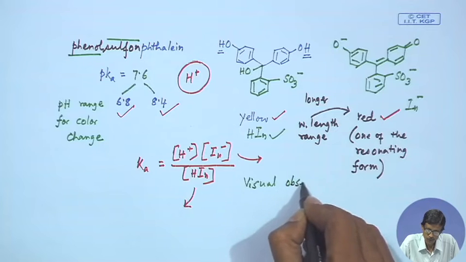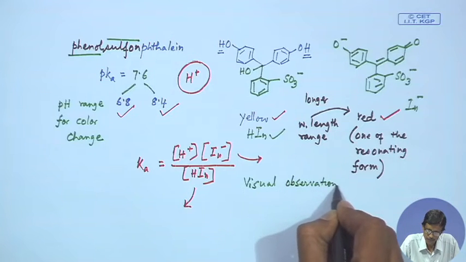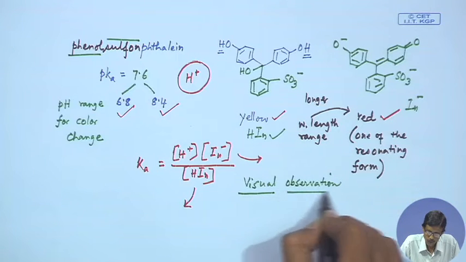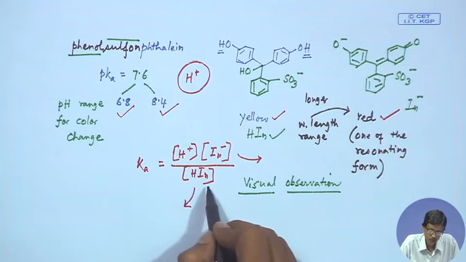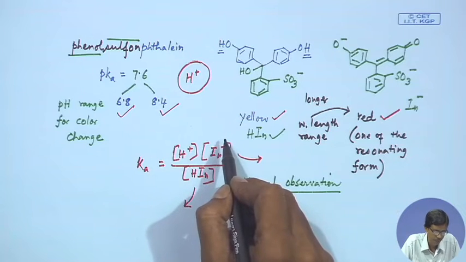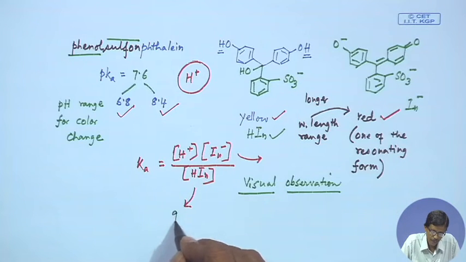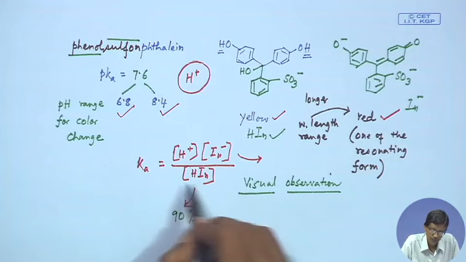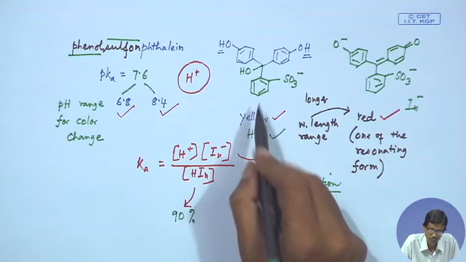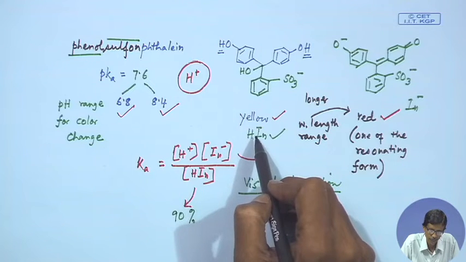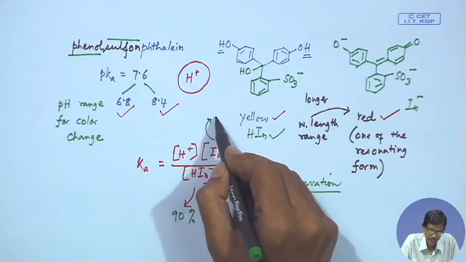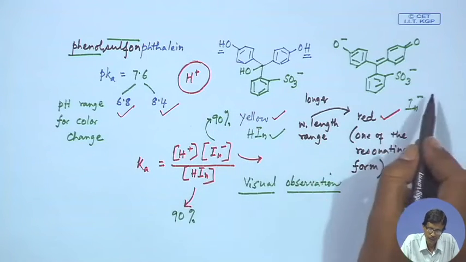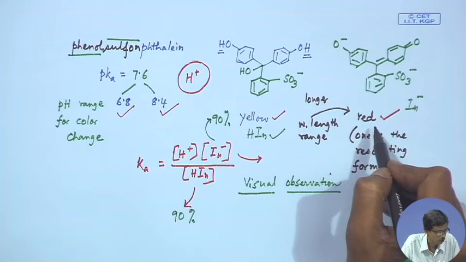So, visual observation: what we get for this is, what is the color of this species and what is the color of that species. When they are present mostly at a concentration of 90%, the color of this species, that means the yellow color, will be dominating, and when this is present at 90% of that anionic form, the red color will be dominating.